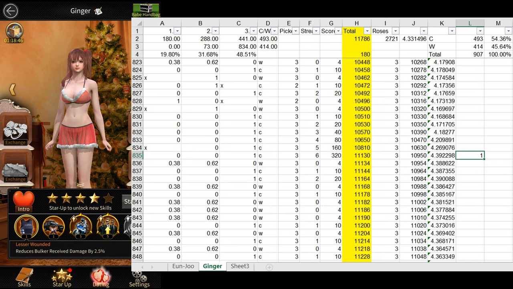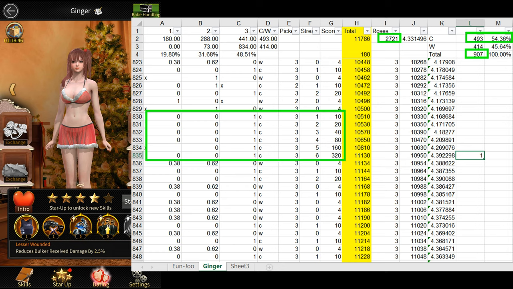Finally, I decided to max out Ginger from scratch, picking only the left cup and the middle cup whenever left was not an option. And I ended up maxing her out after 907 games or 2,721 roses. My accuracy was 54.36%, and my highest streak was 6 correct guesses in a row, which I got twice. I'll leave a link to the Excel sheet in the description below.